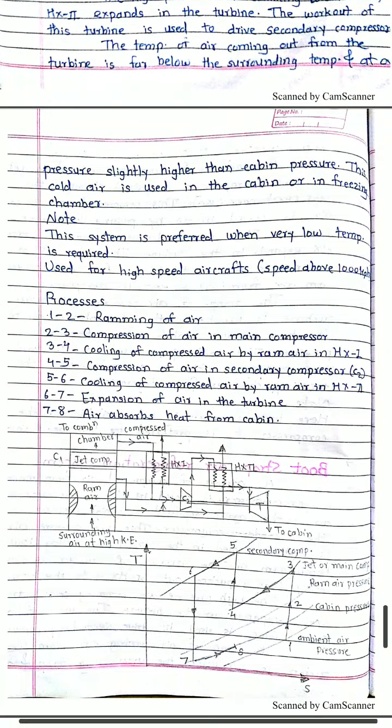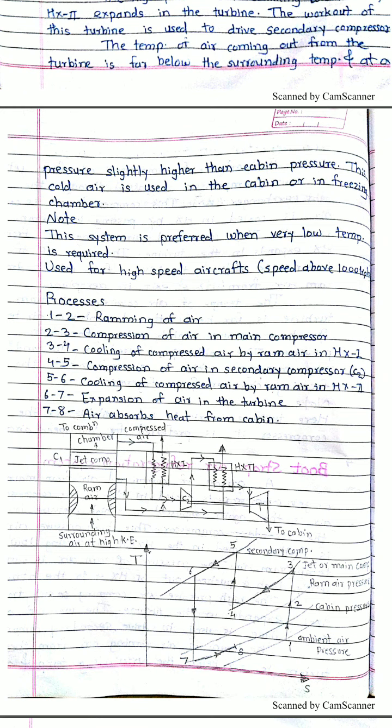The same process is shown on this TS diagram. Here you will see the ambient air pressure line, cabin air pressure line, ram air pressure line, and two compressor pressure lines. The first line is for the jet compressor and the second for the secondary compressor. From 1 to 2 the ramming takes place, the pressure increases, and the kinetic energy and velocity increase. Then from 2 to 3 it goes to the jet compressor, so compression takes place.